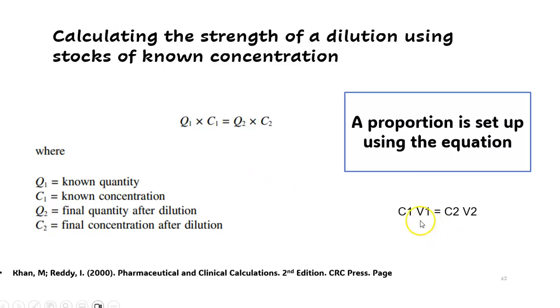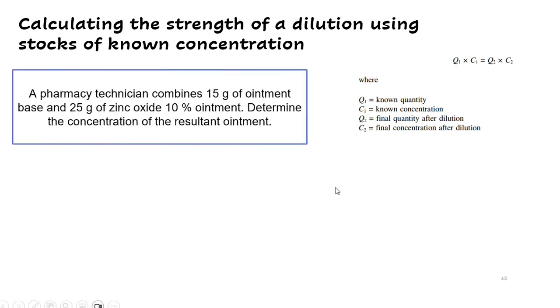And as I said, you may see C1, V1. V1 means volume, Q means quantity. So don't be fooled. Let's look at it.